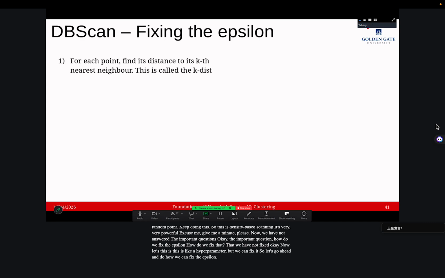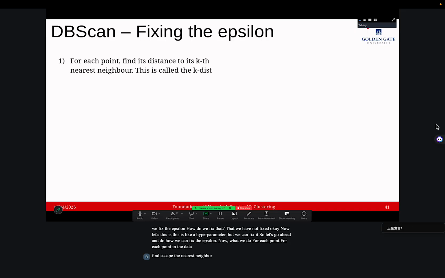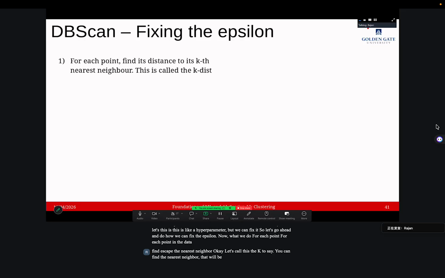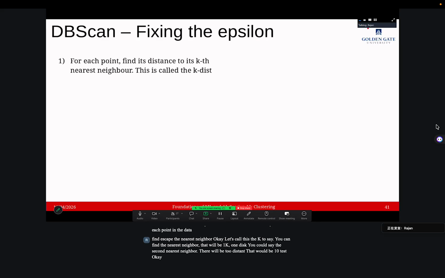Now what we do is, for each point in the data, find its kth nearest neighbor. Let's call this the kth distance. You can find the nearest neighbor, that will be 1-dist. You could say the second nearest neighbor, that will be 2-dist. You could have the 10th nearest neighbor, that would be 10-dist. For each point you do that.